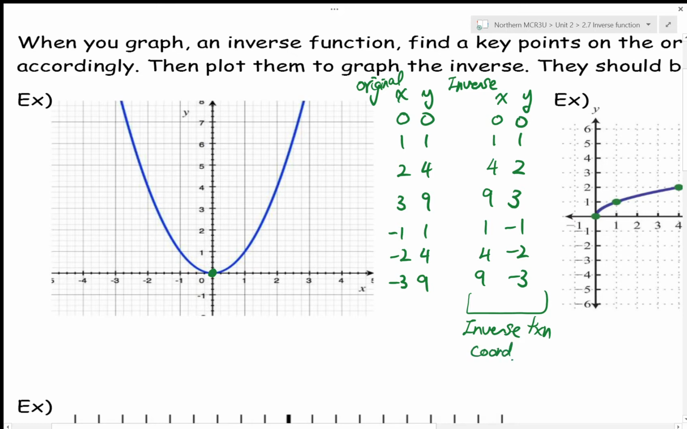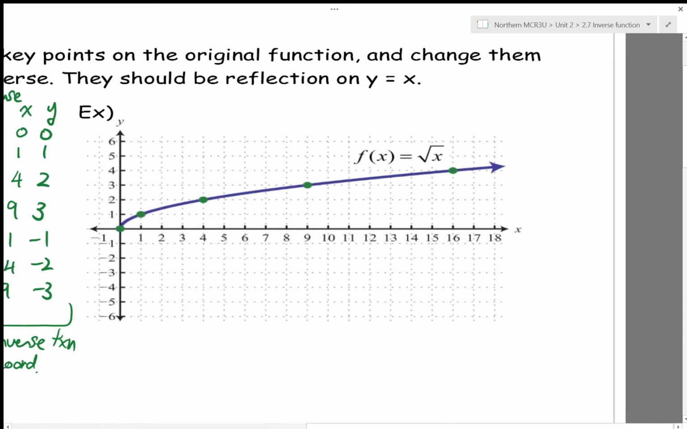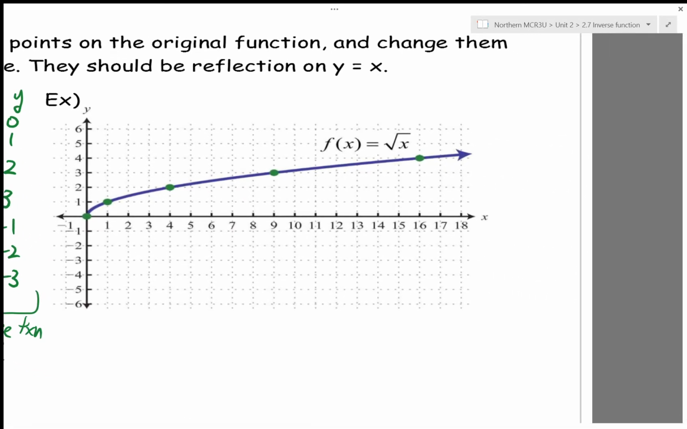So that means we start from 0, 0, then 1, 1, and then 4, 2, then 1, negative 1, and then 4, negative 2 somewhere down here. So our inverse graph actually looks like this. Okay, so that's how we can easily do it, rather than trying to come up with the equation of it, which is going to be a lot more difficult to do. Same thing over there. So then how do I do it?